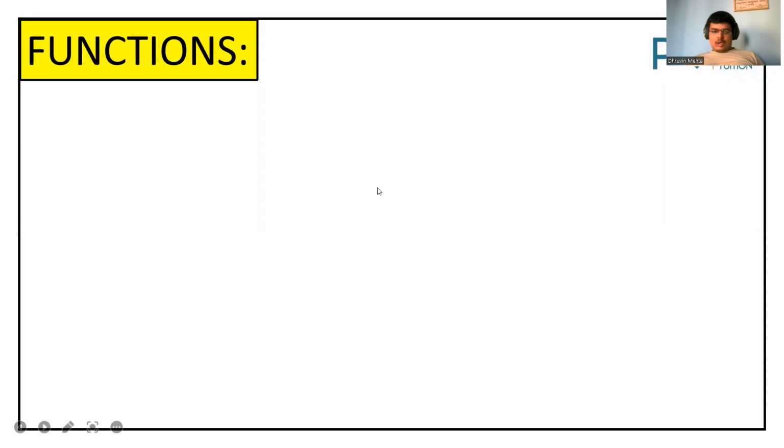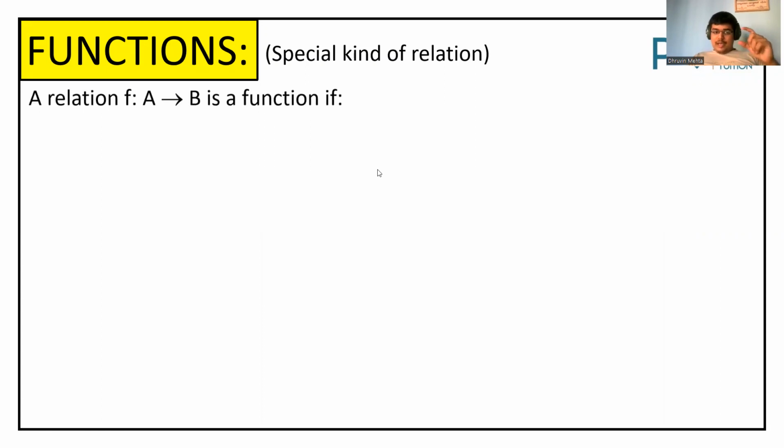See, a function is a special kind of relation. So it is a relation which satisfies one condition. So if a relation f from A to B is a function, it is usually denoted by f. Now you have to understand this symbolic notation.